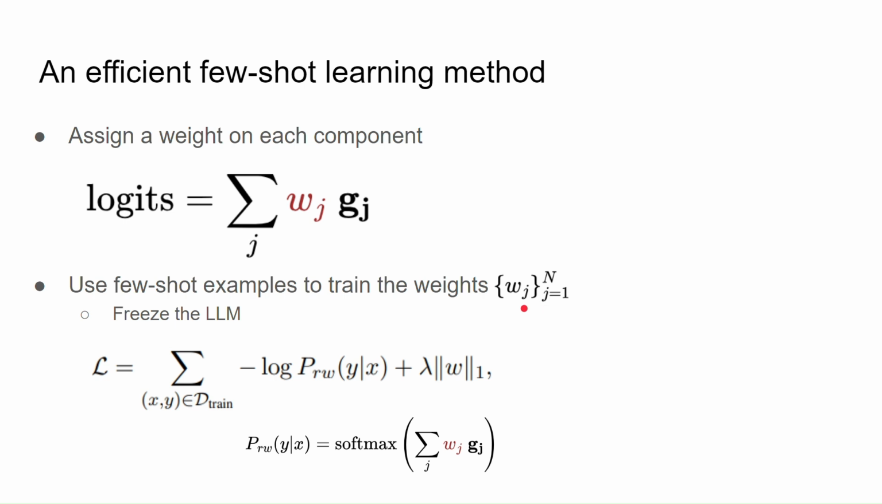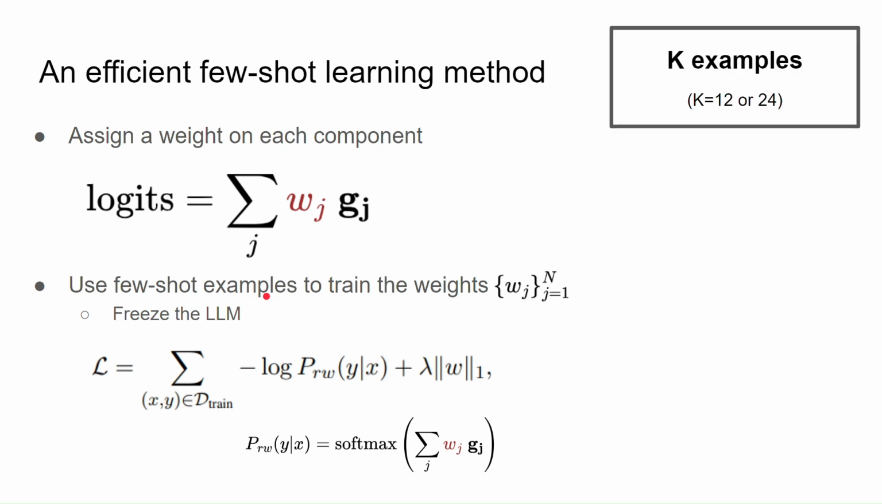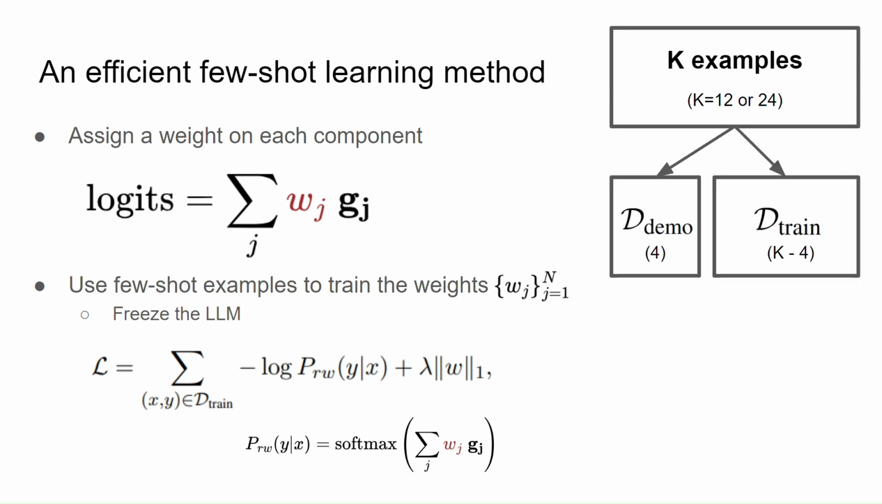Let me talk a bit more about these few-shot examples. Suppose that we have k examples, like k equals 12 or 24, just a few labeled examples. Now, instead of using all of them as the in-context examples, we can use 4 of them as the prompts and the rest to train the weights.